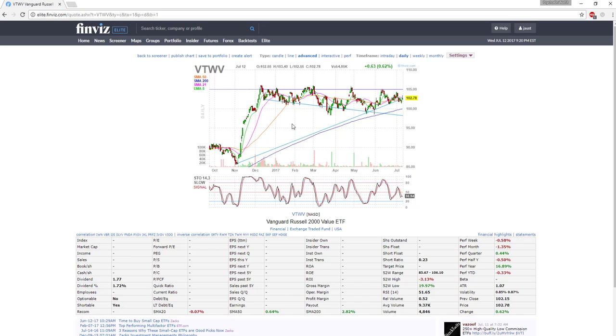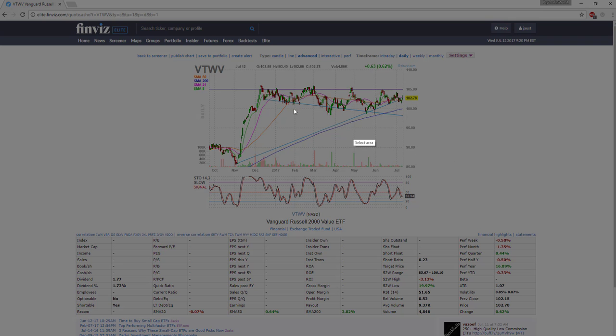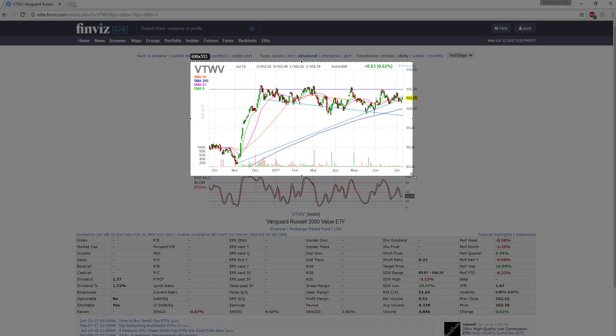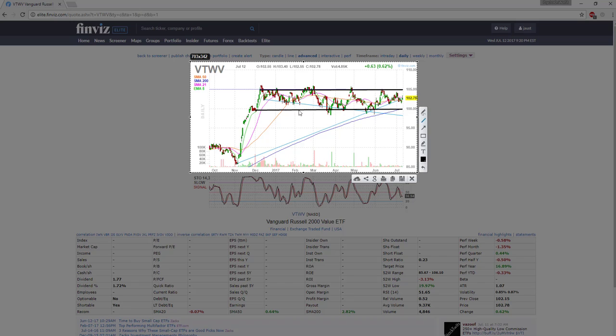So VTWV, if we're going to draw that out right there, and then, honestly, to me this looks more like that. But if we're going to go with an ascending wedge, what they're looking at is this right here. So that's your ascending wedge pattern.